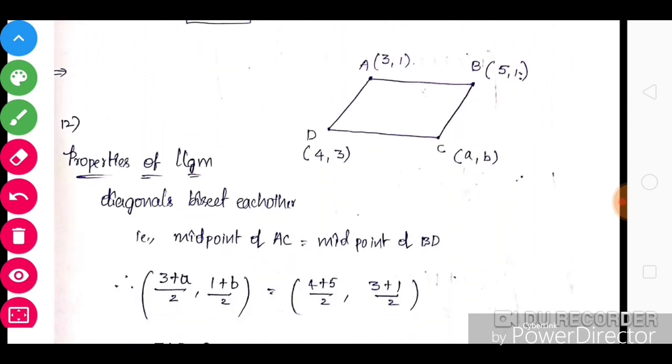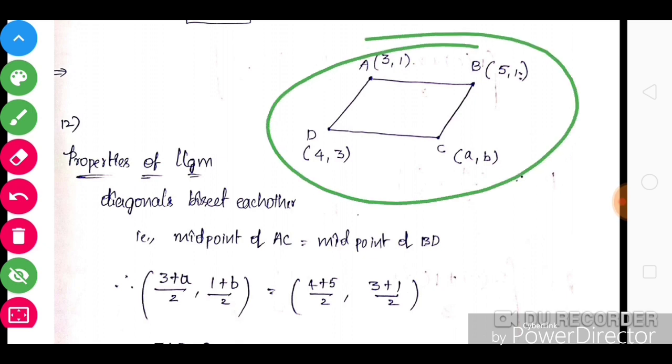And this is pretty much very expected question. So they are given parallelogram and they are given coordinates of that parallelogram, and they are asking to find what is the vertices of this coordinate C, A, B. So A is 3, 1, B is 5, 1, C is a, b, and D is 4, 3, and we have to find the coordinates of this point C.